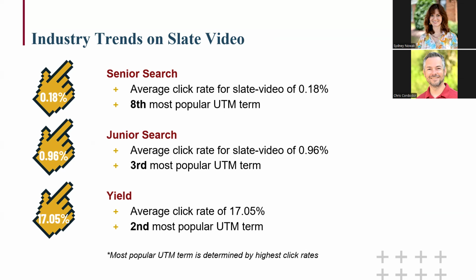It's the 8th most popular UTM term. For our juniors, the average click rate is 0.96%. It's the 3rd most popular UTM term. And for yield, the average click rate is 17.05%, and it's the 2nd most popular UTM term. So if you're not sending out Slate videos to your admitted students, this could be a great opportunity to reach those students and really make a difference in their decision.